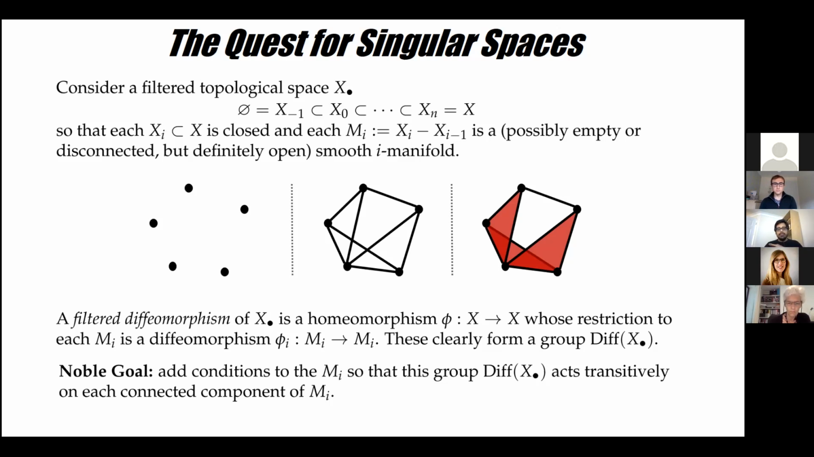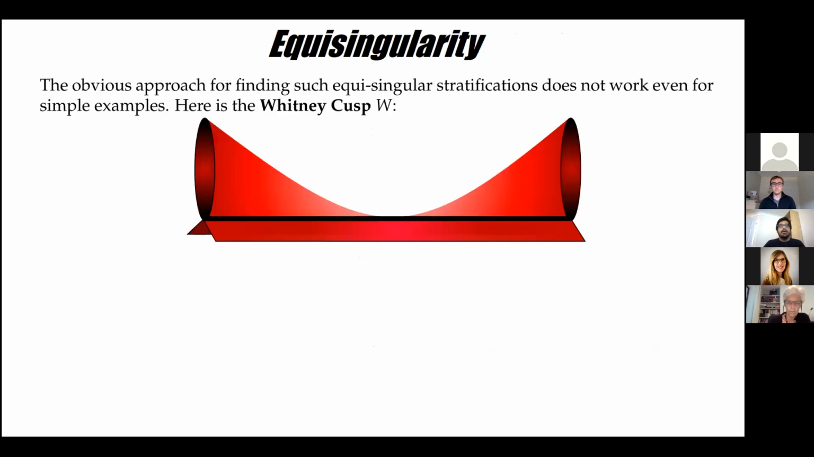So the M_i, for i less than n, are supposed to be singular in the space X, but somehow if they're in the same piece, then you want them to be singular in the same way. And the easiest way to see this is with an example. That example will also tell us why the naive approach does not work for constructing these M_i.